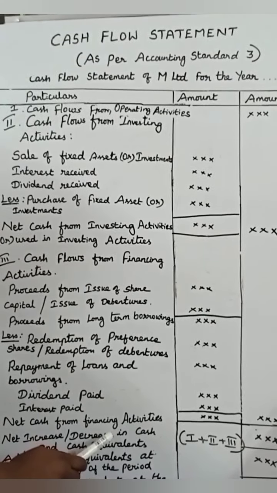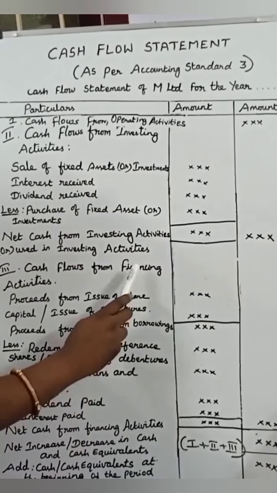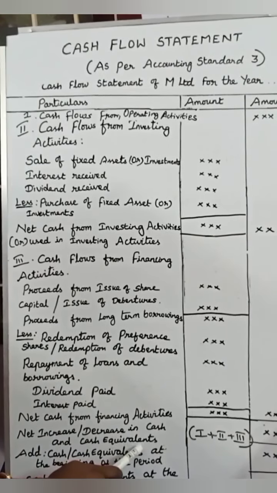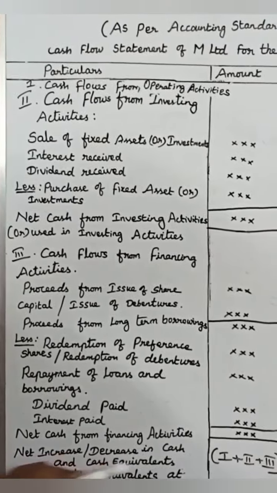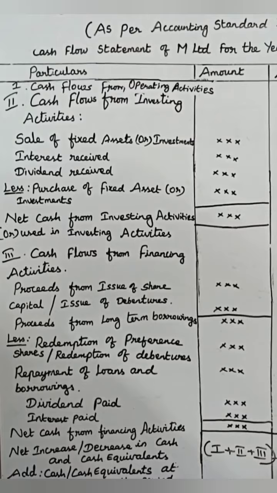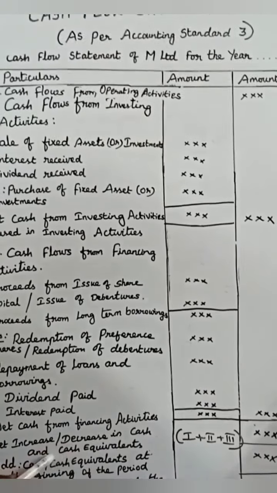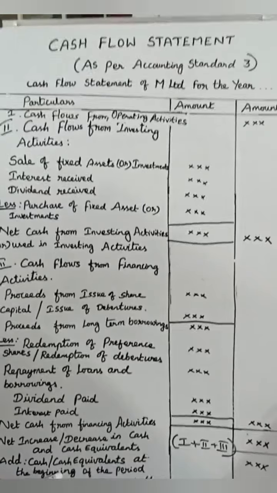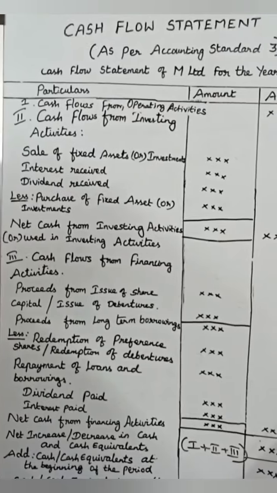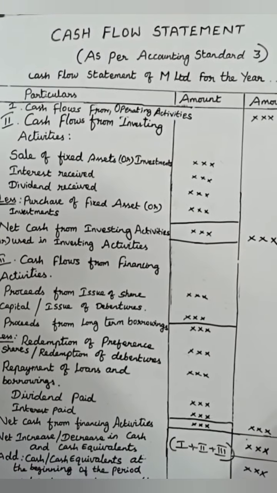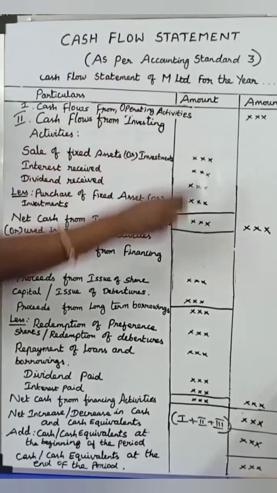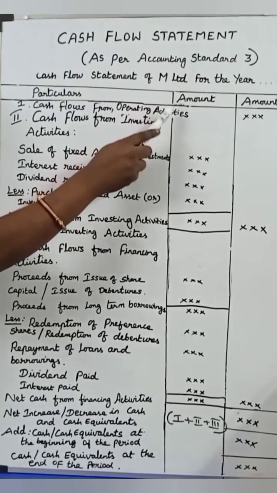After completing all the above steps, we will derive the net increase or decrease in cash and cash equivalents. A net increase in cash and cash equivalents will be added to the cash at the beginning of the period. If there is a decrease in cash and cash equivalents, it will be subtracted from the opening cash balance. Finally, we will arrive at cash and cash equivalents at the end of the period. I hope now you clearly understand the format of the cash flow statement under the indirect method.